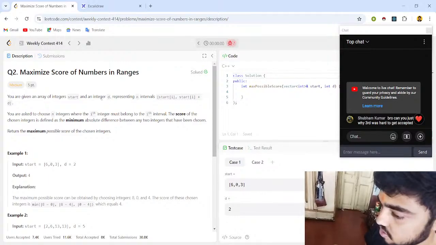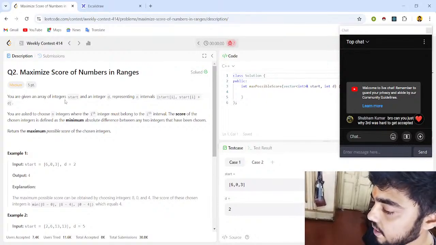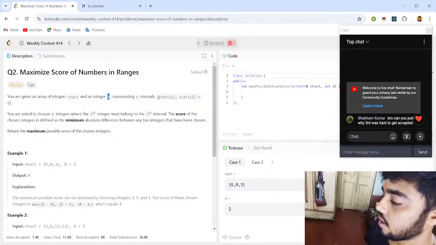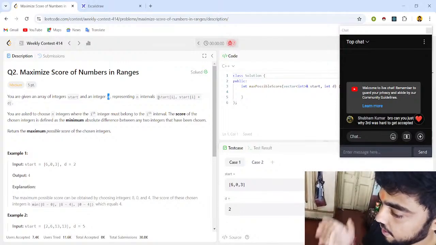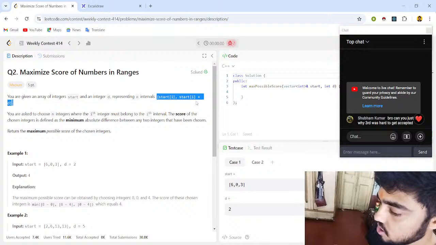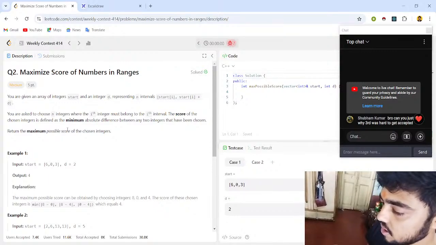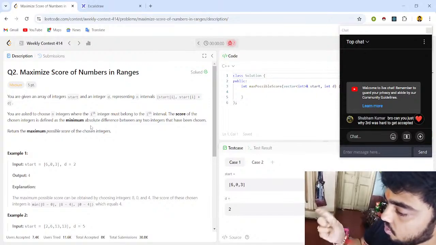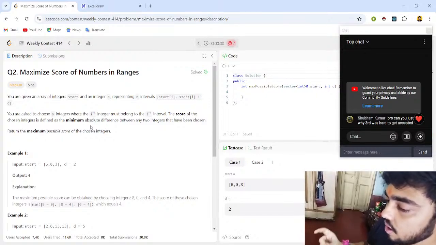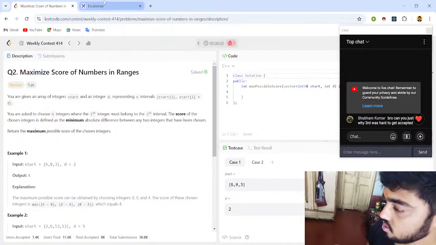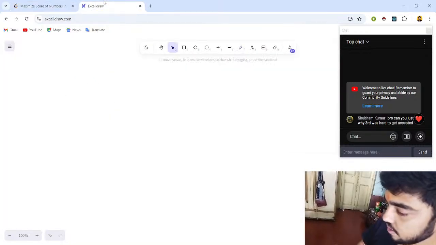So let's go to the second question. This is Maximize Score of Numbers in Ranges. You're given an array of integers start and an integer d, and you can choose a value for each number in the range from start[i] to start[i] + d. You have to find the maximum score, where the score is the minimum absolute difference between any two chosen integers. Basically, from here what you can get is, let me write it.